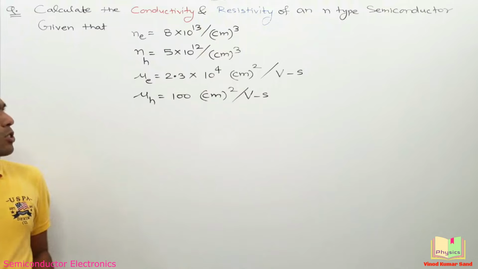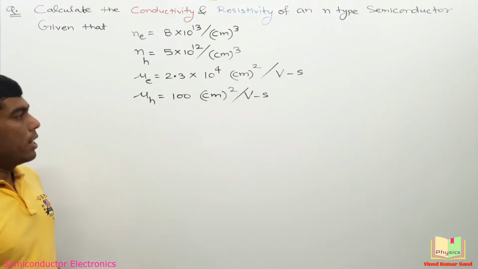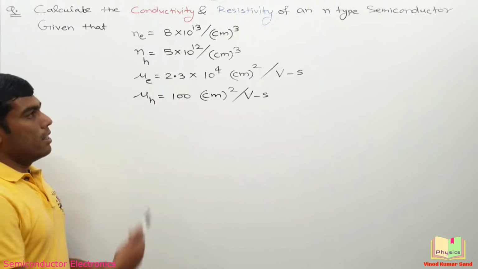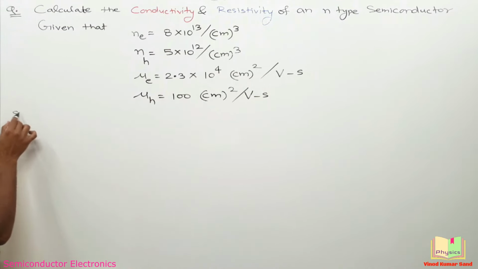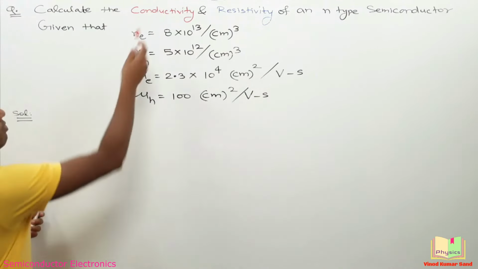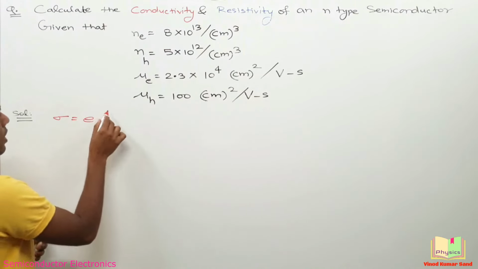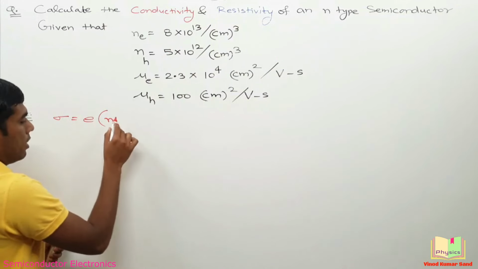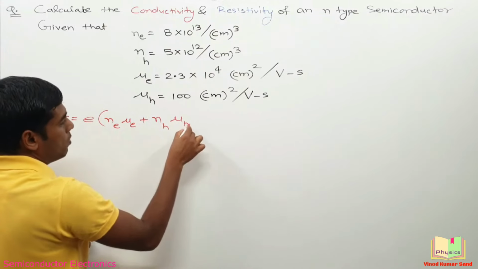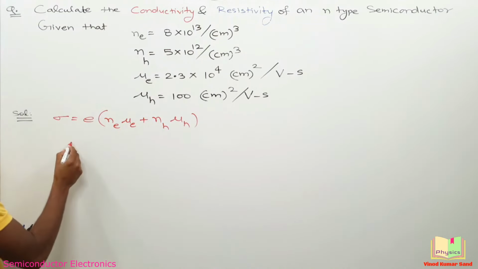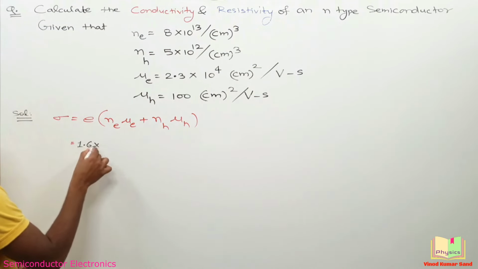Here is the next question. We have to calculate the conductivity and resistivity of an N-type semiconductor. It's a simple formula based question. So let us proceed with the solution part. The formula for the conductivity sigma is known to us. It is electronic charge multiplied with Ne mu E plus NH mu H. The electronic charge is known to us, 1.6 into 10 to power minus 19.